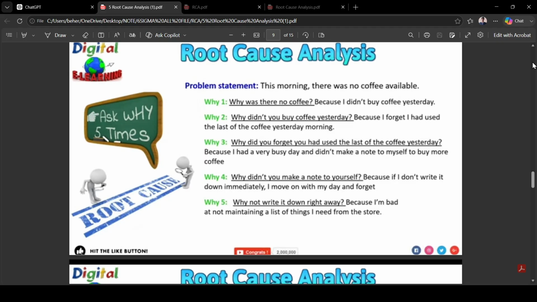Root cause analysis example. Problem statement: this morning there was no coffee available. Why was there no coffee? Because I did not buy coffee yesterday. Why did you not buy coffee yesterday? Because I forgot I had used the last of the coffee yesterday morning. Why did you forget you had used the last coffee? Because I had a very busy day and did not make a note to myself to buy more coffee.